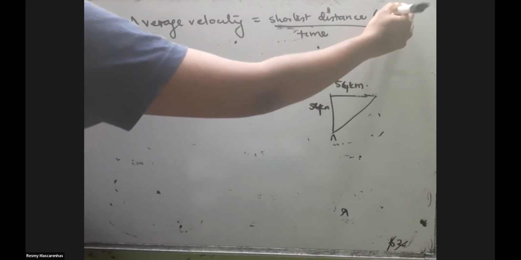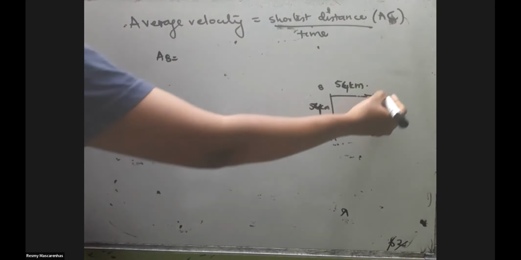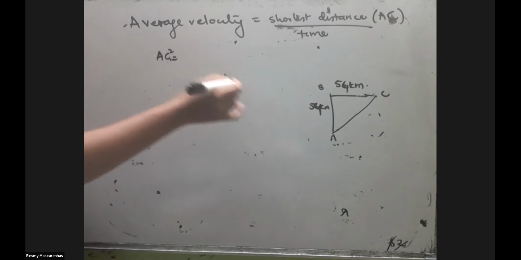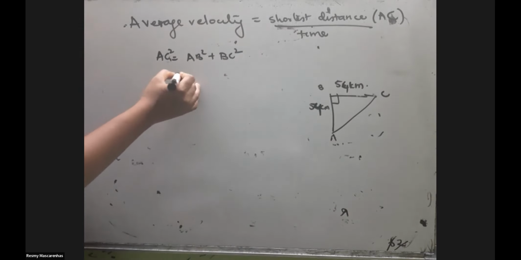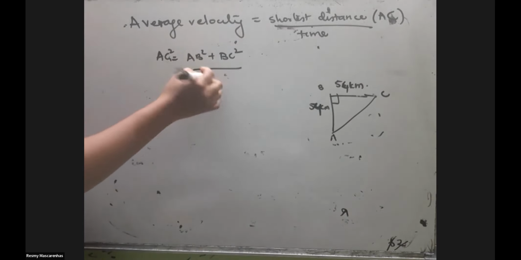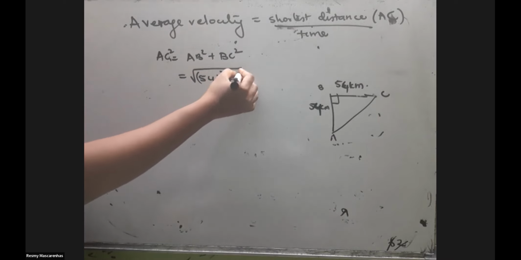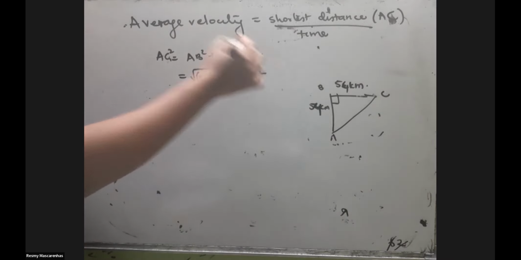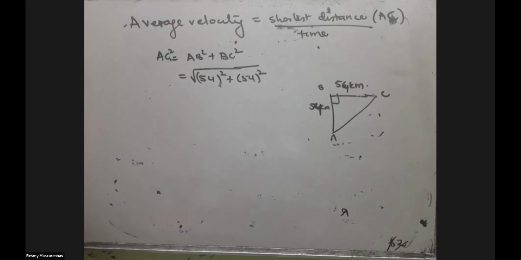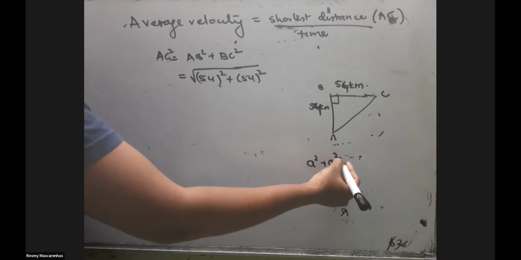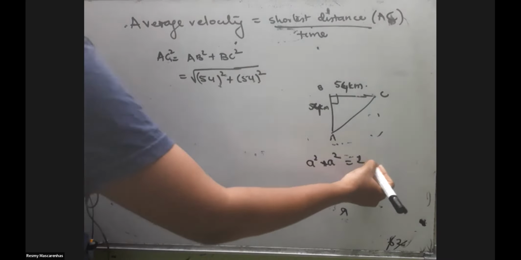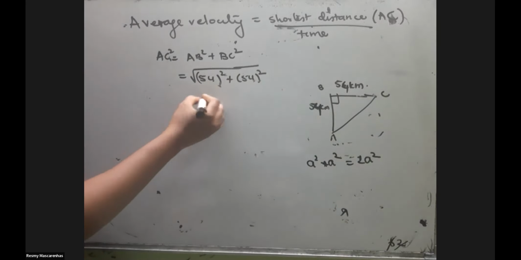A to C. AC square will use the Pythagoras theorem: AB square plus BC square. Square I'm taking that side, so 54 square. Whenever you have the same number, don't go to find the square of 54 and all, it will take time. It's like A square plus A square will give you 2A square. Same thing you have to do.